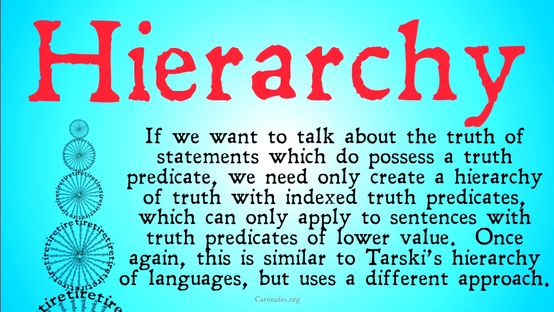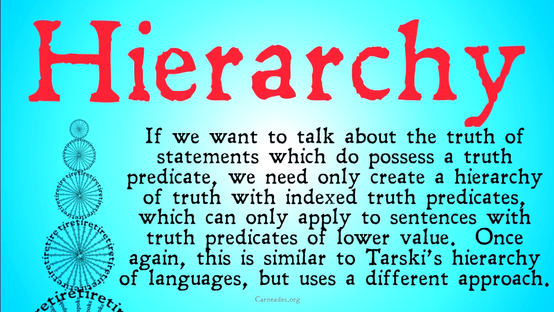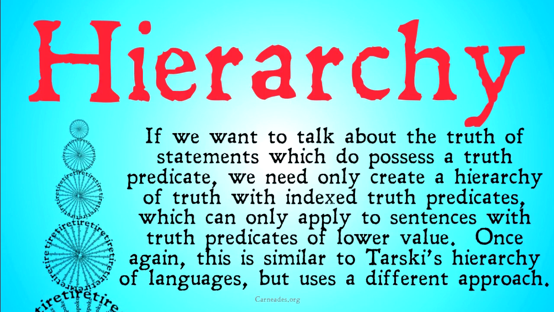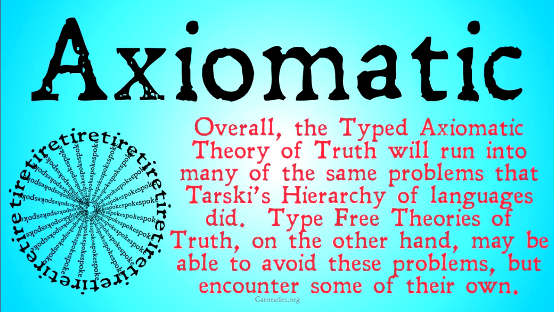For more on this hierarchy, check out Tarski's hierarchy of languages because it's very similar. It's just a different approach, coming from a different direction. Coming from, once again, the axiomatic direction as opposed to the semantic direction looking at meaning. Overall, the typed axiomatic theory of truth will run into many of the same problems that Tarski's hierarchy of languages did. It just explains it in a different way. Type-free theories of truth, on the other hand, may be able to avoid some of these problems, but they're going to, in turn, encounter some of their own.